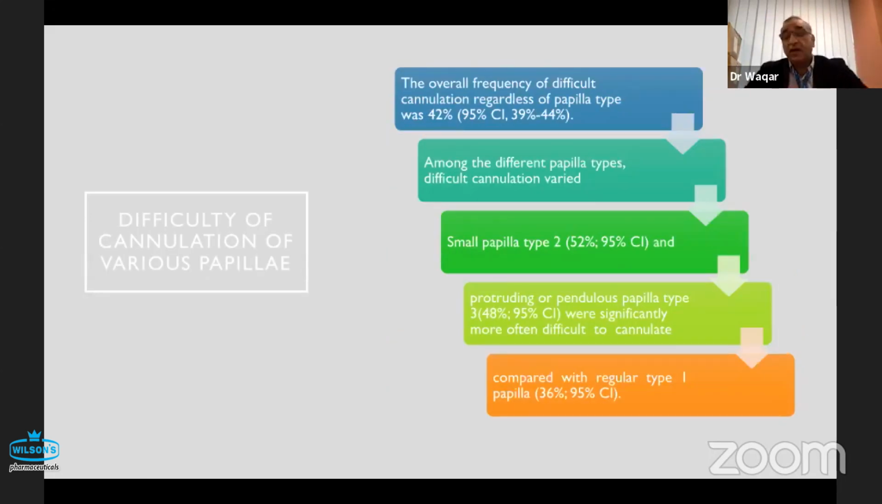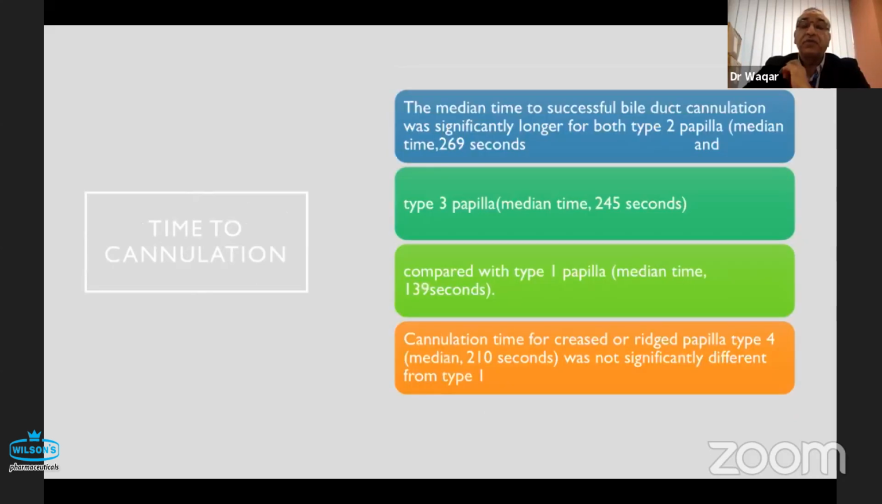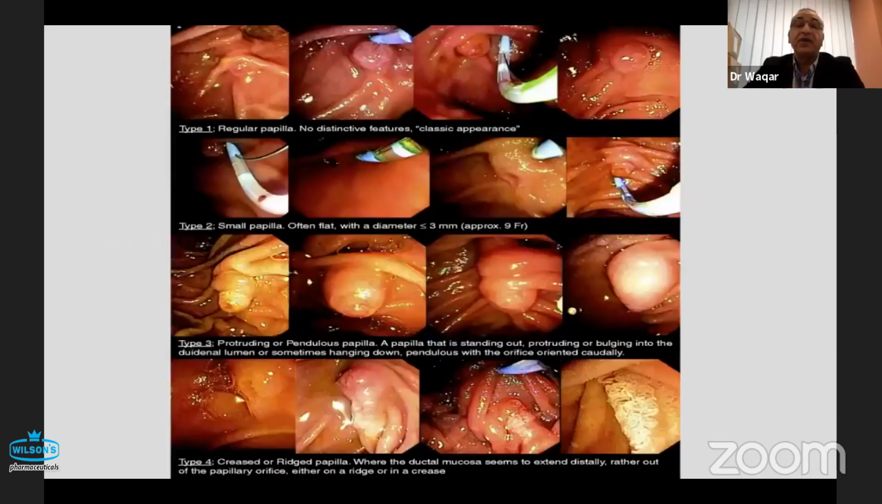Apart from that, they found that the small type 2 papilla and the protuberant or pendulous papilla, which is the type 3, were more difficult to cannulate, and it took more time. I'll quickly go through that because I don't want to spoil it for my colleague.